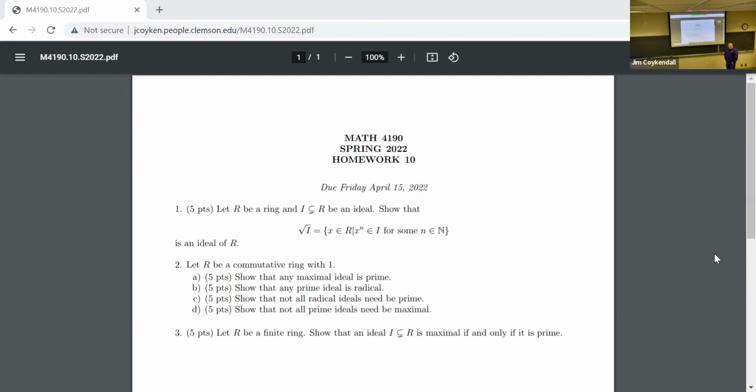And number 3, this is kind of a fun little ring. It turns out, if you look at part D, not all prime ideals need to be maximal, and we'll probably see an example of that today. However, if R is finite, then an ideal is maximal if and only if it's prime. So they are the same thing, even though prime is a weaker condition than maximal in general. They're actually the same if you're in a finite ring. Okay, any questions?